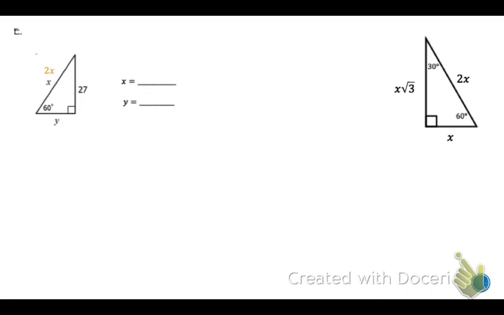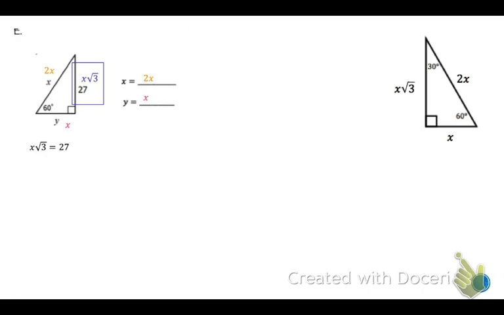Oh, I did that in a weird order that time. So the hypotenuse is 2x, so the hypotenuse equals 2x. The side opposite of 30 degrees is x, so y equals x. And then the side opposite of 60 degrees is x square root of 3, so 27 equals x square root of 3. Now I'm going to use that information to solve for x.